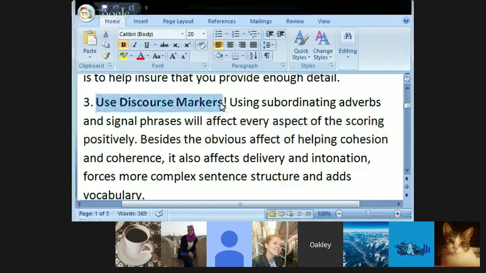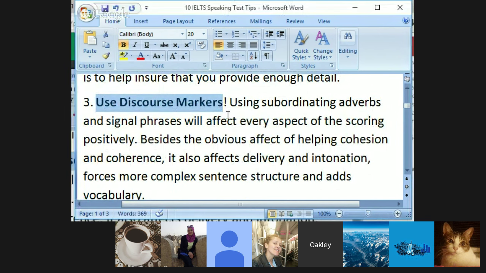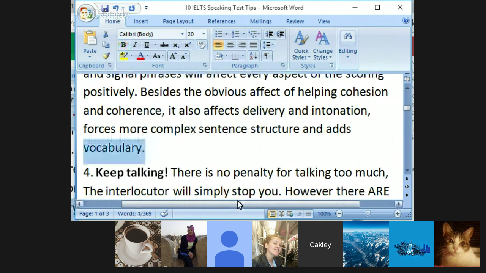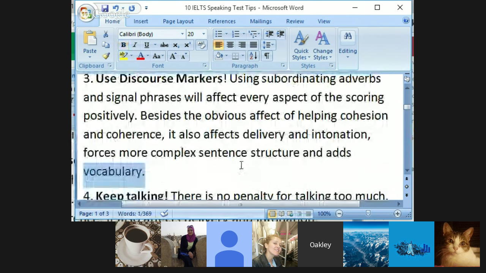Okay, number three, Rebecca. Use discourse markers. Using subordinating adverbs and signal phrases will affect every aspect of the scoring positively. Besides the obvious effect of helping cohesion and coherence, it also affects delivery and intonation, forces more complex sentence structure, and adds vocabulary.